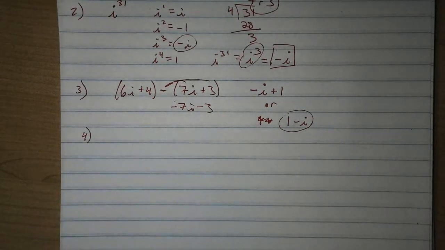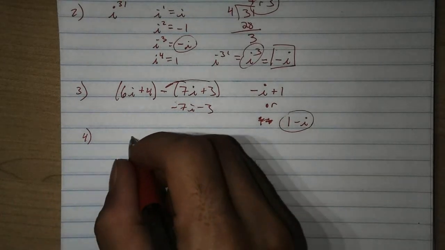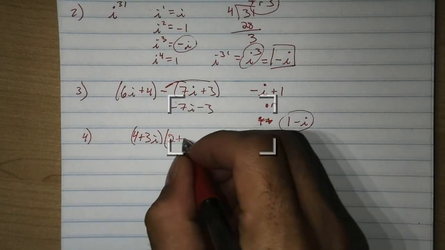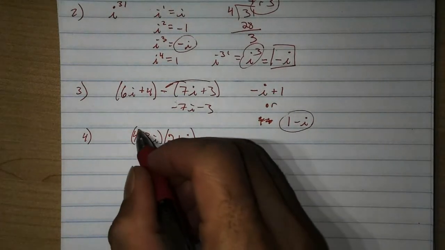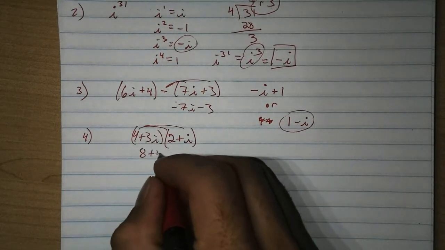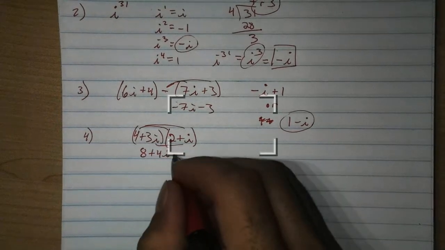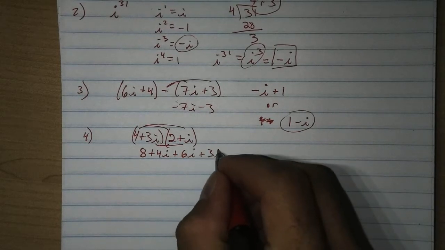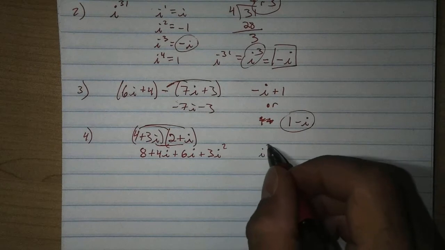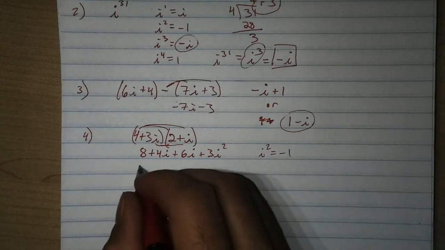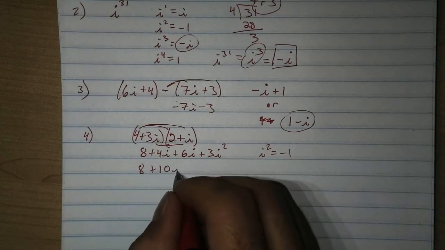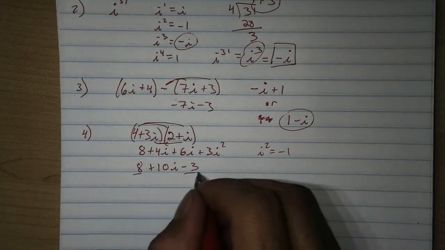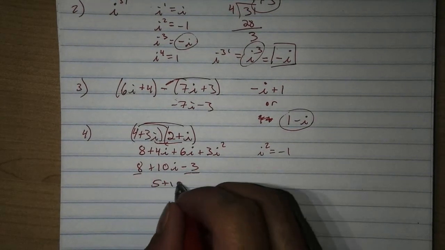Number 4. Simplify and write in standard form. So 4 plus 3i times 2 plus i. Distribute. Combine terms and change i squared to negative 1. 4 and 6 is 10. 3 times negative 1 is negative 3. Combine terms again. 5 plus 10i.